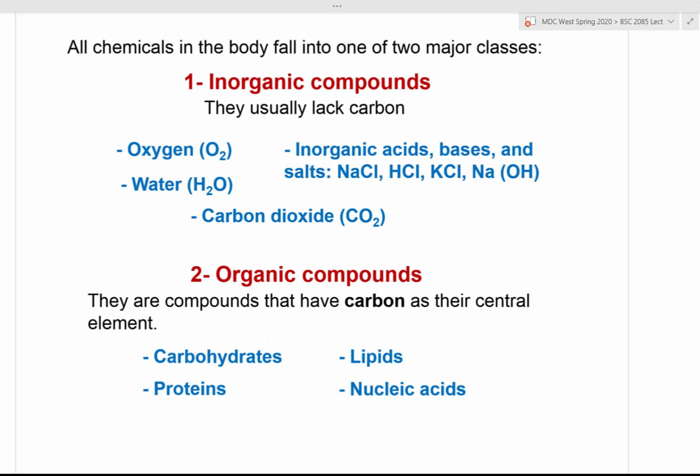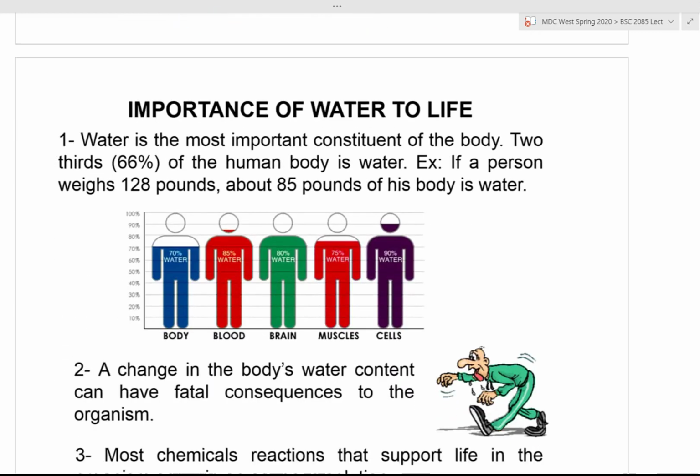So what are the 2 major classes? We have inorganic compounds and we have organic compounds. Inorganic compounds usually have no carbon, because organic compounds have carbon. So anything that has carbon, so carbohydrates, proteins, lipids, and nucleic acids, all are examples of organic compounds.